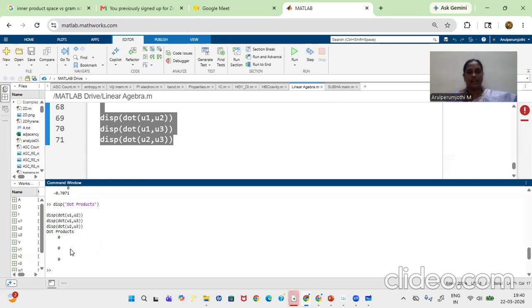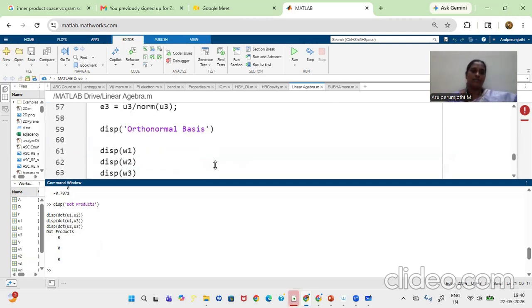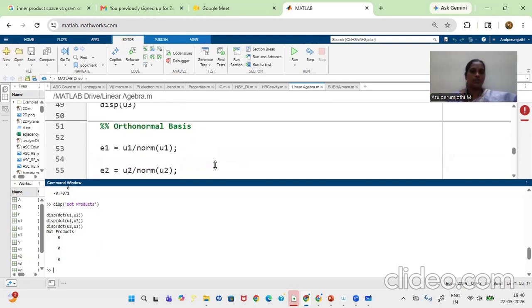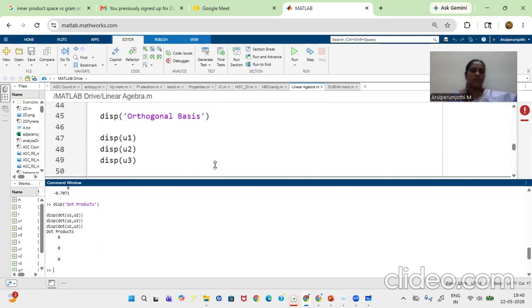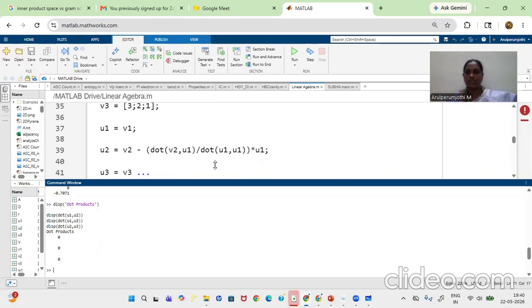I hope you can understand this problem manually and also in MATLAB. MATLAB is the easiest tool to verify whether your answers are correct or not. Okay. So thank you, students.